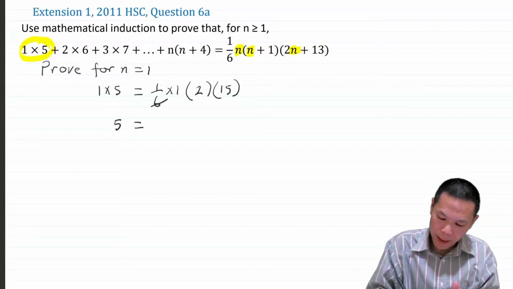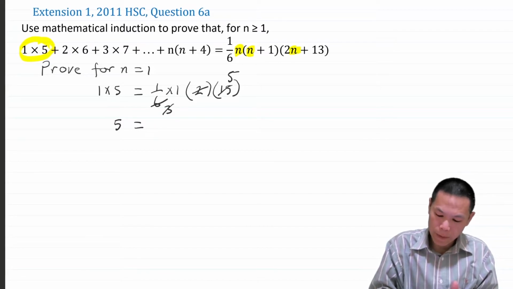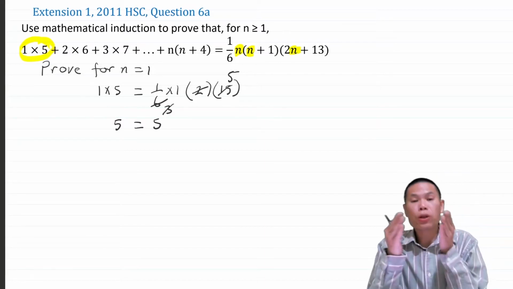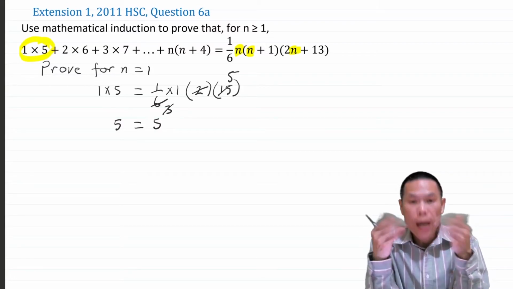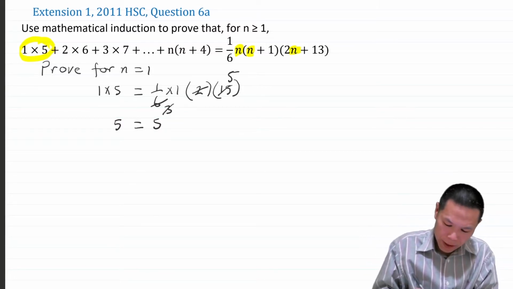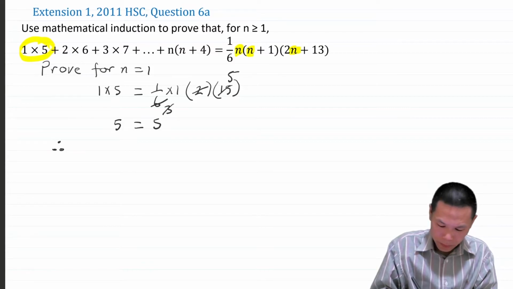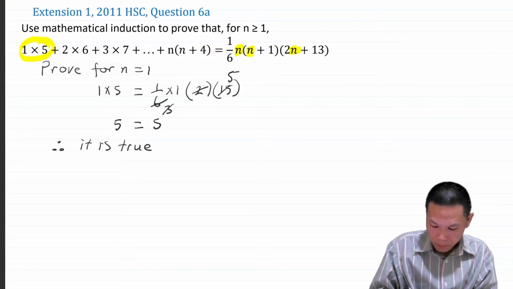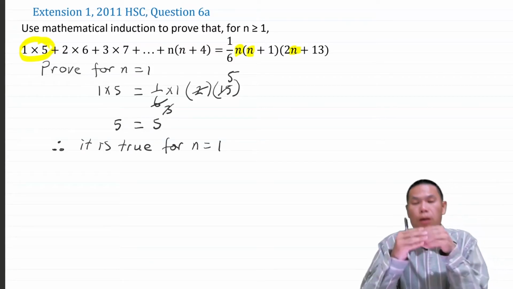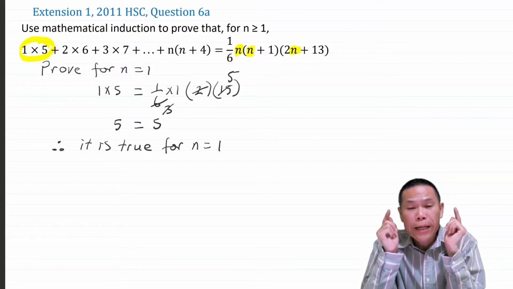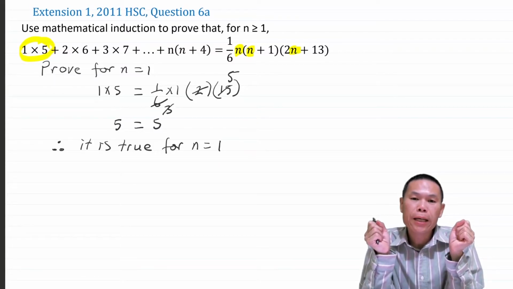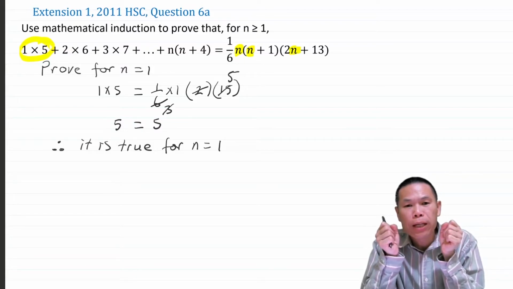And this 6 I can cancel. That gives me 3. Cancel this, gives me 5. So 1 times 5 is 5. So therefore, it is true for n equal 1. So let me write this down. So now, we assume that it is true for n equal k. So we replace n with k.